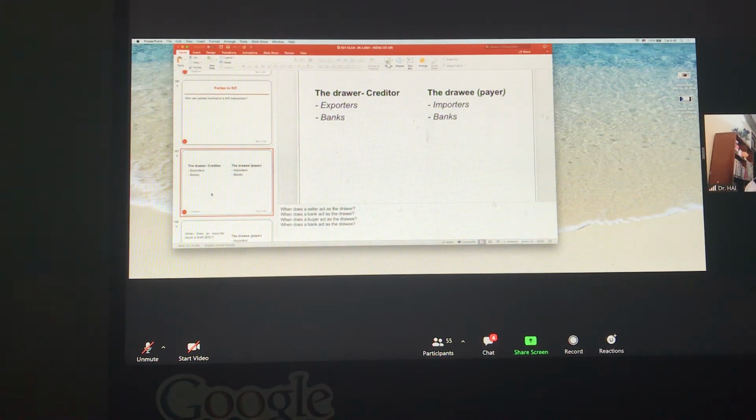Now, what about the drawee? Imagine you issue the bill, you have to send the bill to another person because you need to obtain payment. Obtain payment, what's the meaning of that?